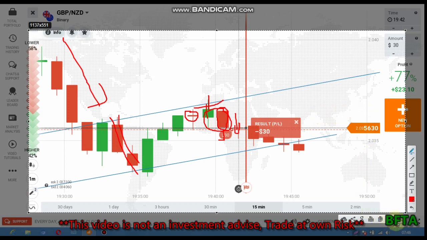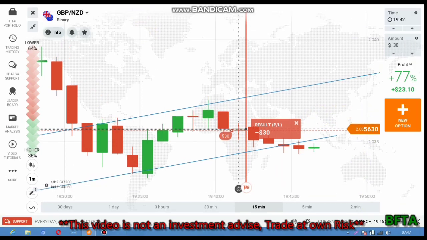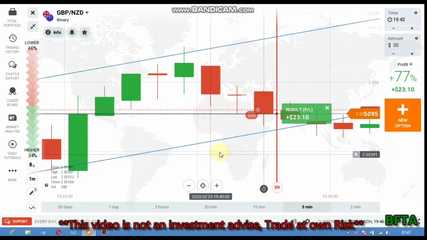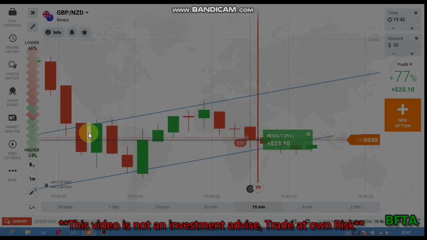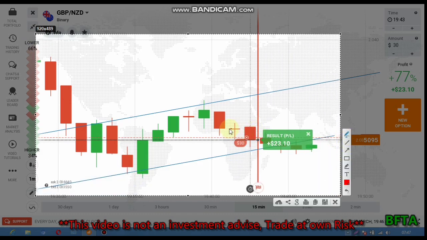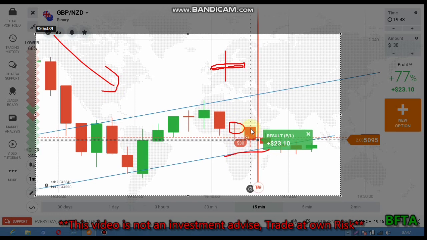Okay, and here I place a put option because after I saw that this is a weak candle, it doesn't show the body of buyers. That means if you check in another broker, it is a bullish candle, but in IQ Option it is a bearish candle. So after I see that this is a bearish candle, no sign of buyers here, and the trend is downtrend, and the next level is here, it means the next candle will be bearish. That's why I place a put option.